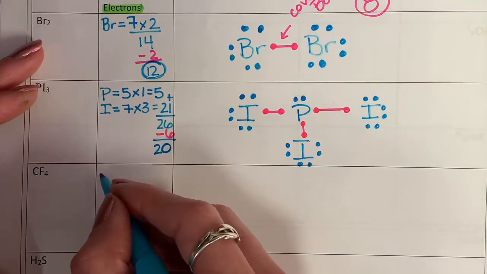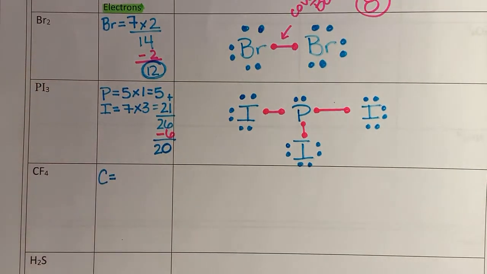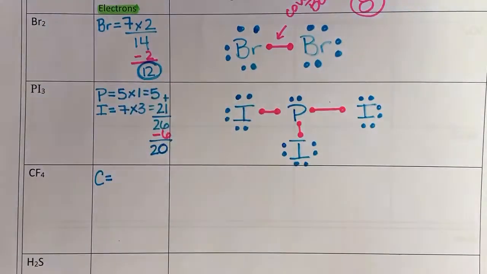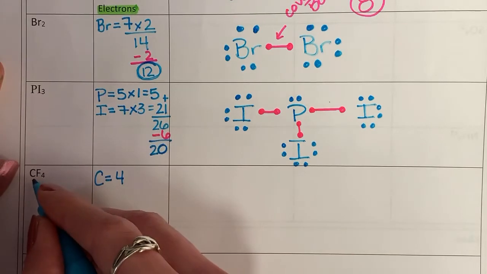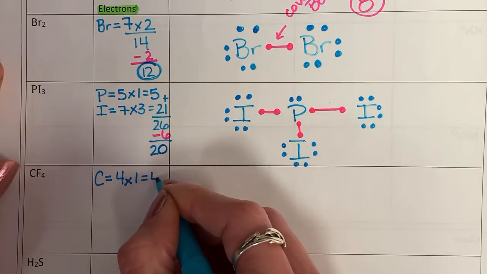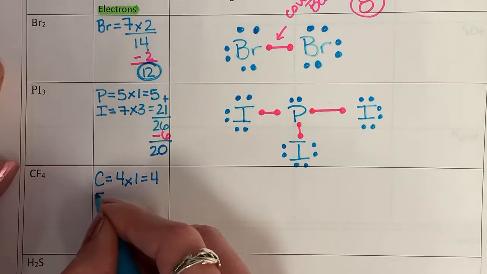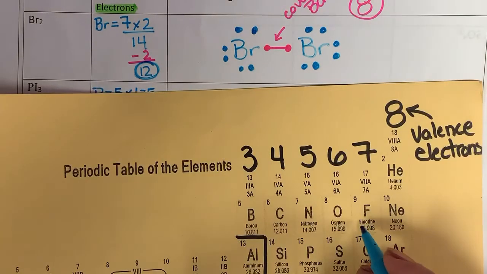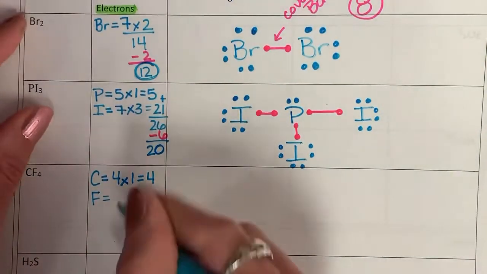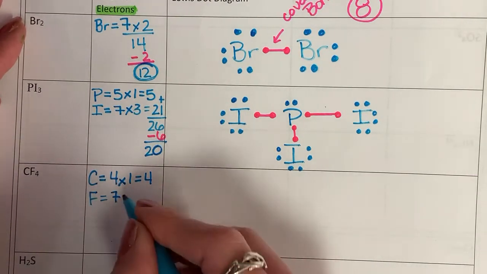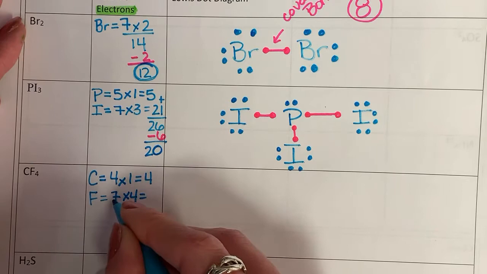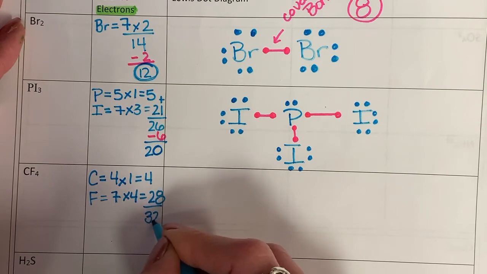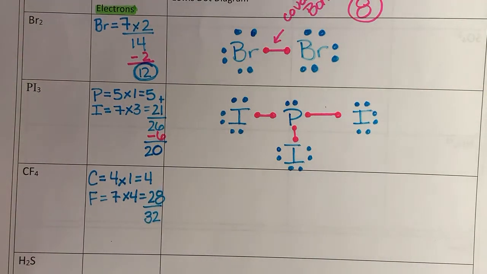CF4, carbon tetrafluoride. Carbon has 4 valence electrons, and there's only 1 of him. Fluorine has 7 valence electrons, and there are 4 of him. 7 times 4 is 28, plus 4 is 32. I have 32 electrons to work with.